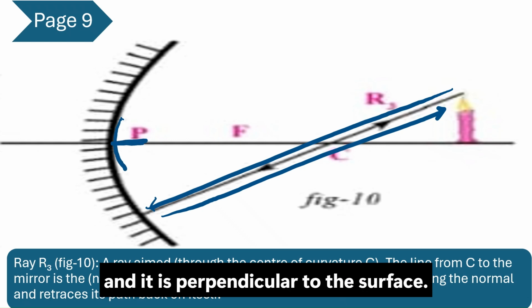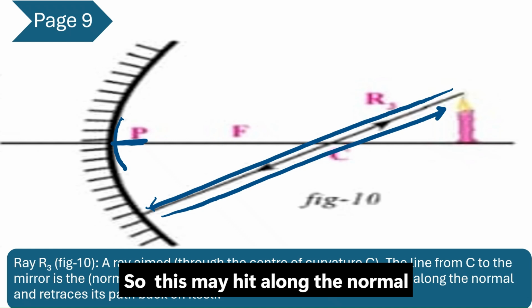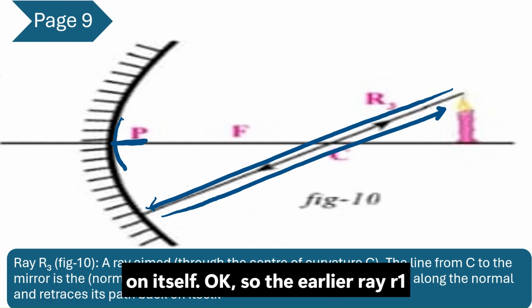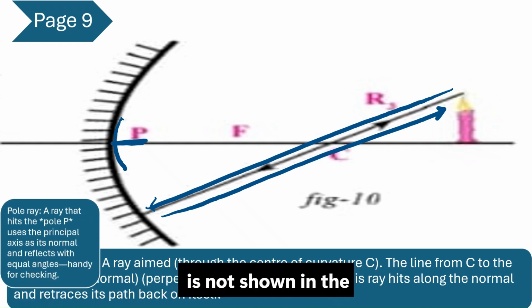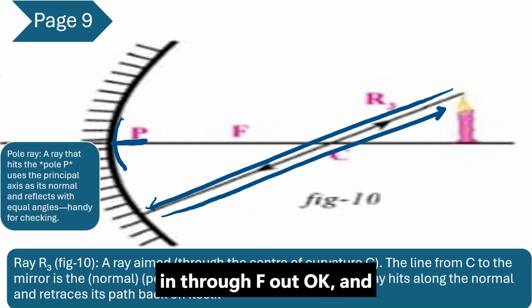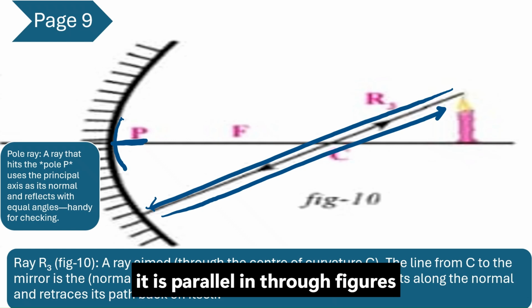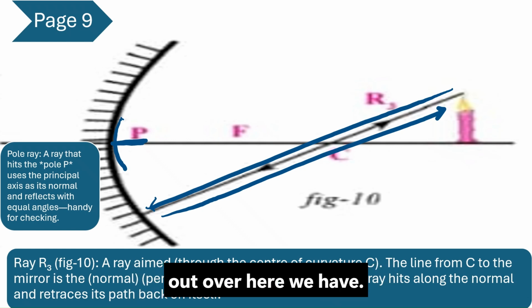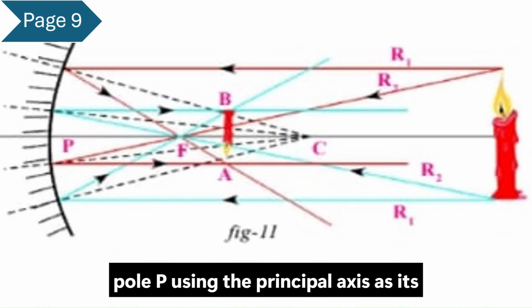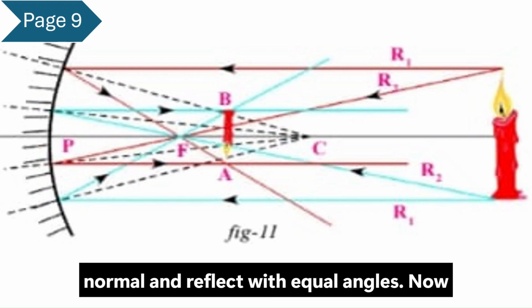Okay, and it is perpendicular to the surface, so this ray hits along the normal and retraces its path back on itself. The earlier ray R1, which is not shown in the text here, is the usual parallel in, through F out. Over here we have the pole ray also. You know what is a pole ray? A pole ray hits the pole P using the principal axis as its normal and reflects with equal angles.